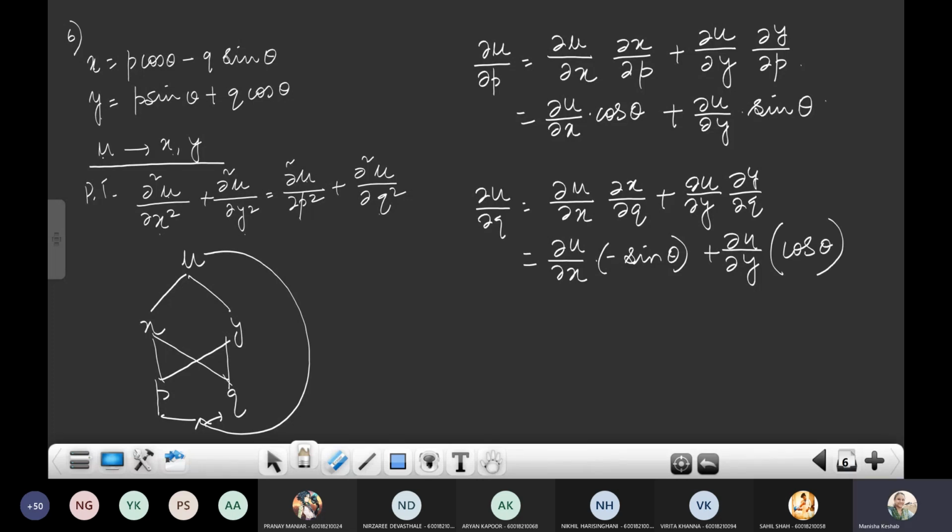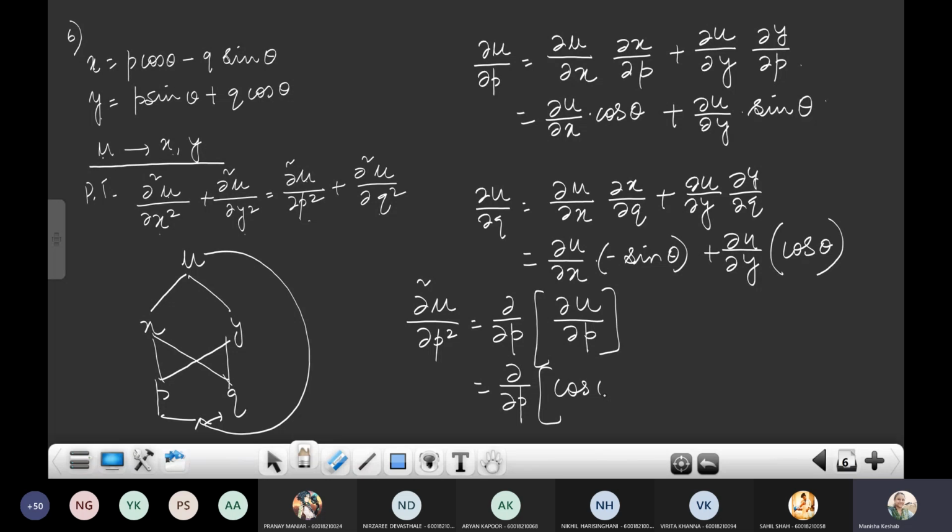Okay. Now we want to find second order. So obviously we will go for first del square u del p square. Now let us see what we will get. So this means what? Del del p of del u del p. So what is my del del p of del u del p? So del u del p is cos theta into del u del x, because this is constant, so I'm writing it, plus sin theta into del u del y.